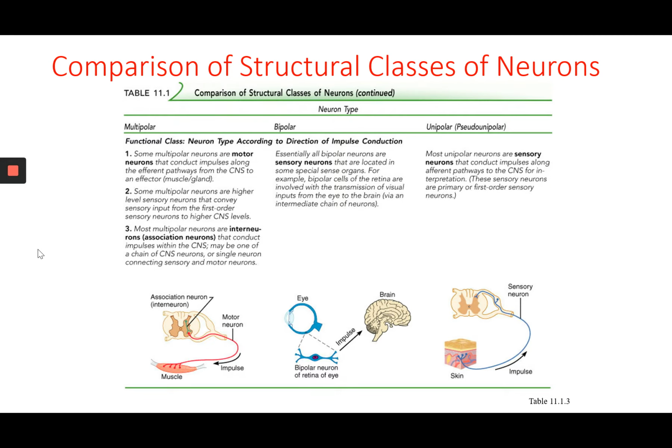So here we can see a comparison of the structural classes of neurons with their function. Again, think multipolar, motor, and also interneurons. The most common type of structural class for neurons is the multipolar neuron. For bipolar neurons, always think special senses. And for the unipolar neuron, remember it is mainly sensory neurons. The sensory neuron that takes information, say, from the skin to your spinal cord in order to allow that information to ascend to the brain, that would be a sensory neuron that is unipolar.